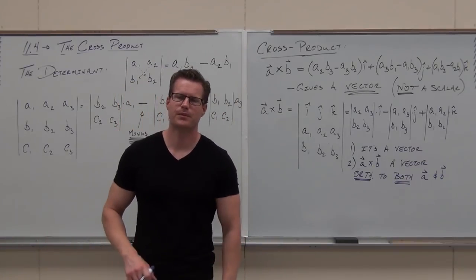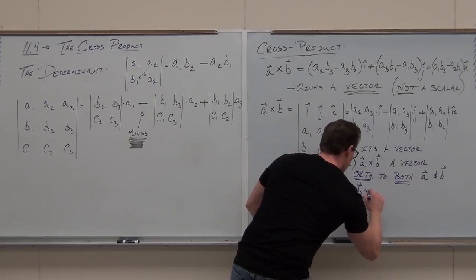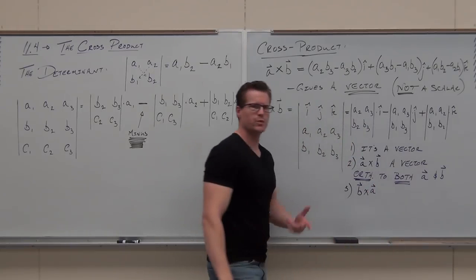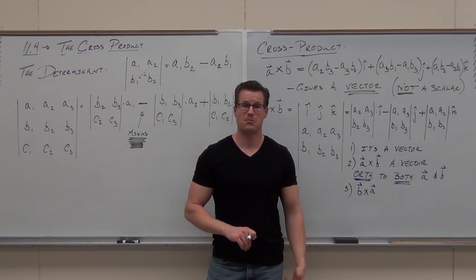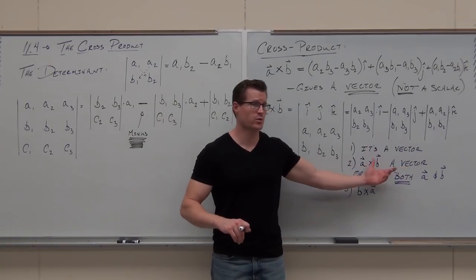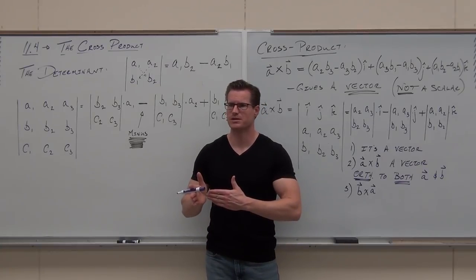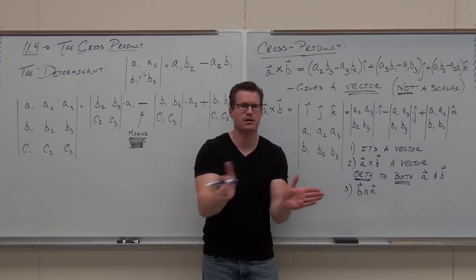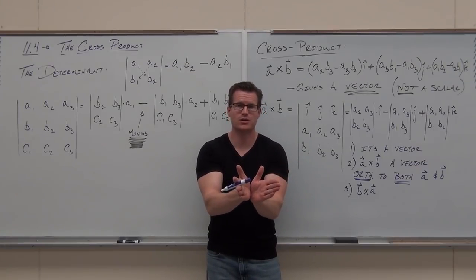But wait a minute. What would B cross A be then? Same or different? What do you think? Is it still going to give you, well, we have a definition right here. I'm going to prove it in just a bit. A cross B, it's a vector. It's orthogonal to both of them, right? Yes. So, which means i and j gives you k. That's if we went from i to j. What if we go j and i? Is it still going to give you k?